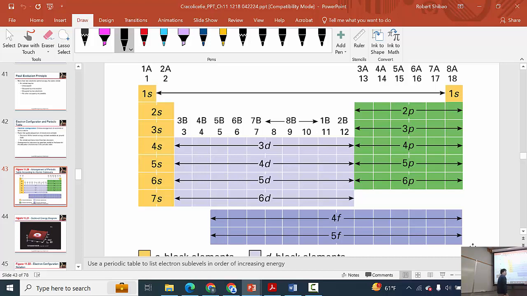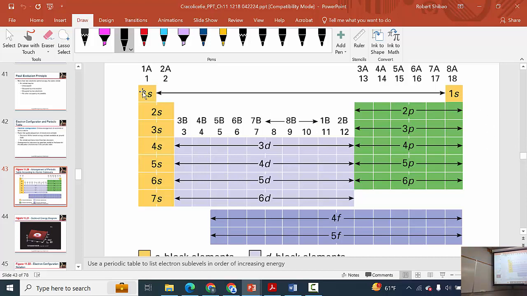So the first shell contains the first 2 elements, hydrogen and helium here. So hydrogen puts 1 electron in, helium puts a second. And so we say 1s with 1 electron, 1s with 2 electrons there. And then we go to 2s here. And for 2s, we have lithium and beryllium. Lithium is 1 electron, 2s1, and beryllium throws in the second electron there. And so we have that.